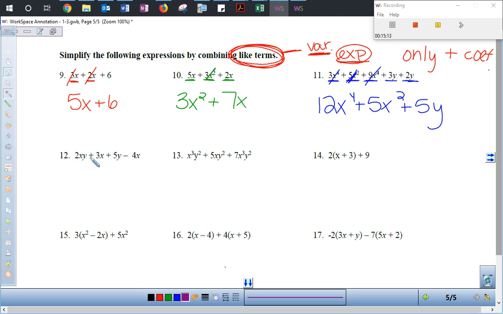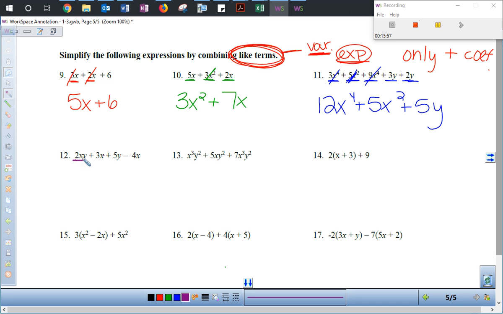That means this has a higher exponent than the others because it would be an x to the first and a y to the first. So that's more than an x to the first, a y to the first, or an x to the first. So I'm going to start with this 2xy, and I'm going to look through, and I have to have the exact same variable raised to the exact same exponent.